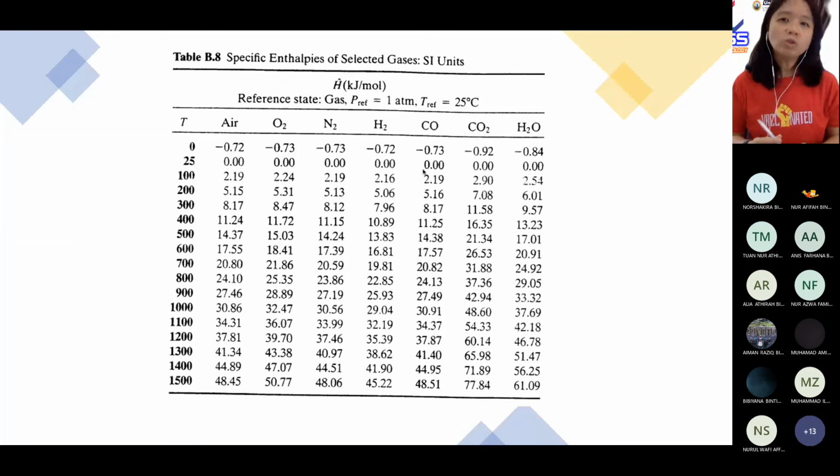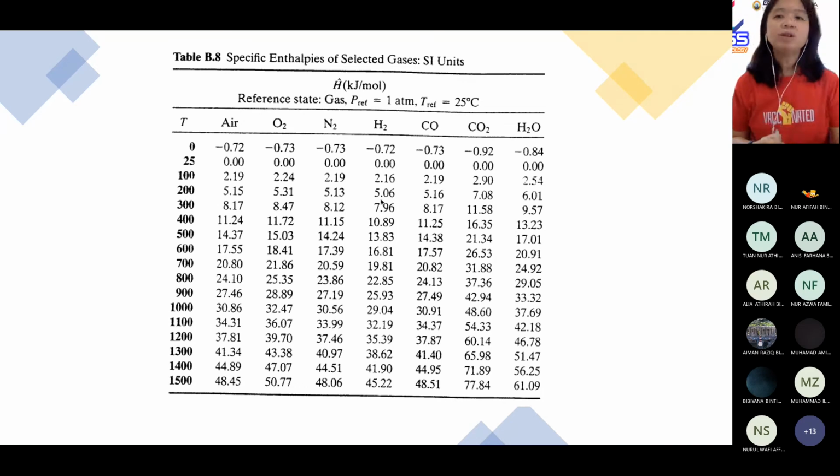Another table that you will also use is table B8. Table B8 is actually an alternative to table B2. For B2, you have to calculate manually. Table B8 is more straightforward because you can directly take the reading from the table. But table B8 also has its limitation. It's only for selected gases, which are air, O2, N2, H2, CO, CO2, H2O. Even H2O is in vapor form, meaning above 100 Celsius.